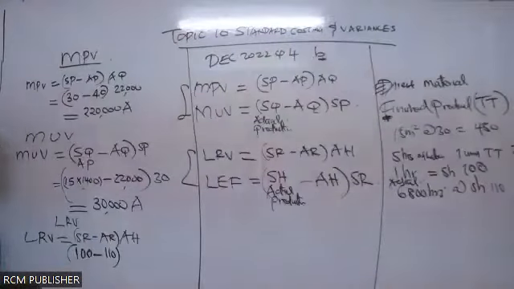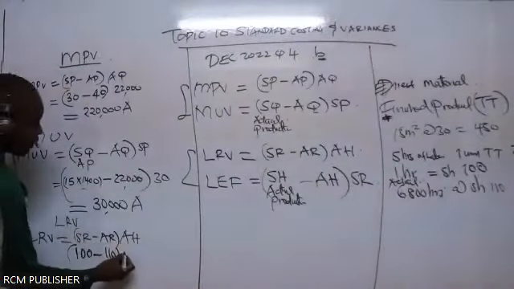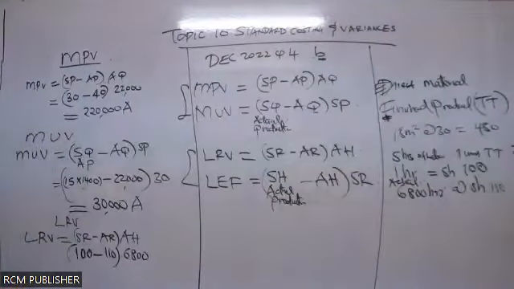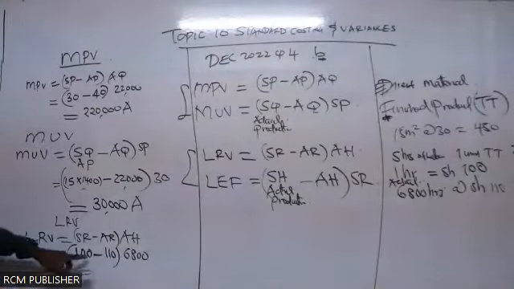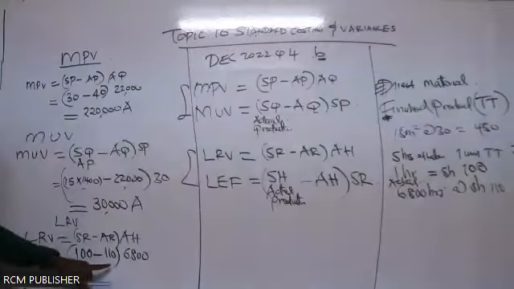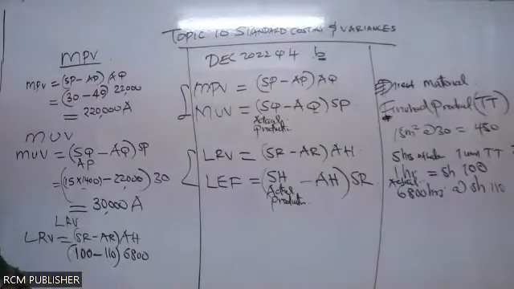Then we get the actual hours, already given there as 6,800. I anticipated to pay for the labor at 100. We ended up paying for the labor at 110. Is it more than the budget or less than the budget? Is it adverse or favorable?